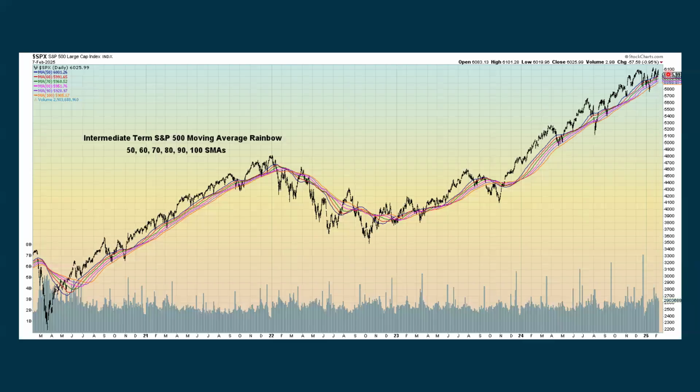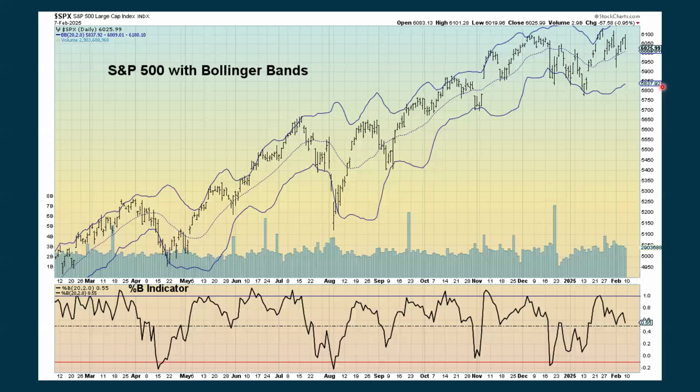Then another rainbow going from 50 periods up to 100 periods. We're still above all the lines. The lines continue to be flat. So for the time being, the short term's been a little bit choppy and the lines are crossing over each other. But here in the intermediate term, the lines are still flat and going up.